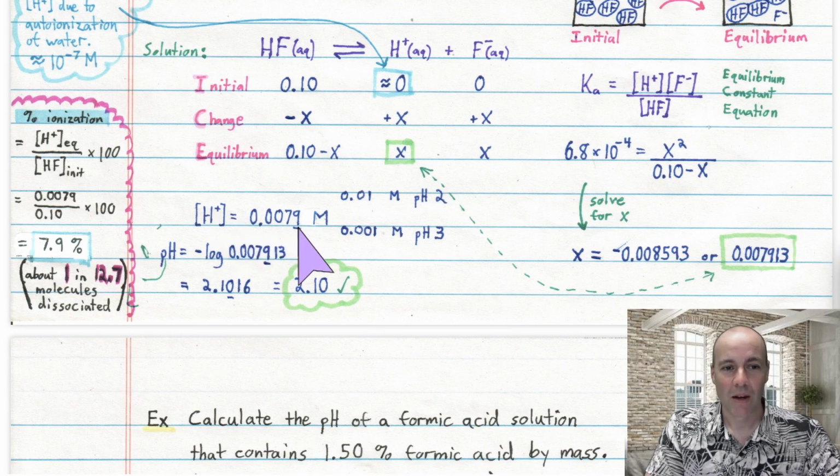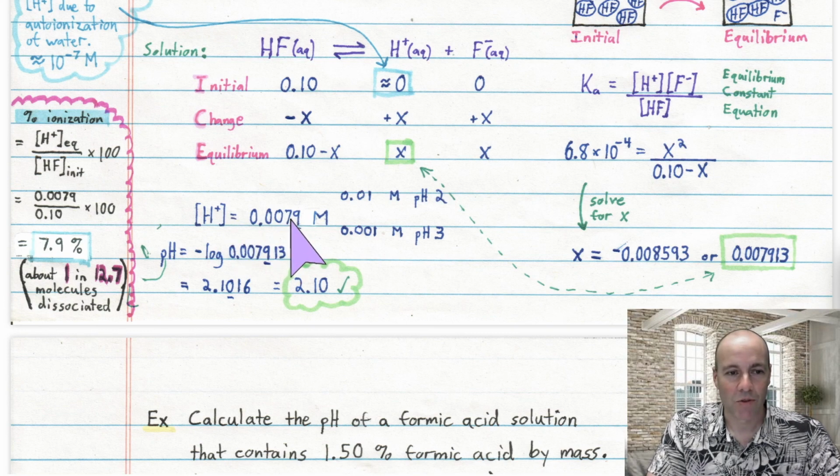Now we can estimate the pH now that we know the proton concentration, because this is greater than 0.001 molarity, which would be pH 3, but it's less than 0.01, which would be pH 2. So our system is going to be pH 2 point something. When we plug our proton concentration into the pH equation, negative log of 0.007913, we get the pH as 2.10. And so there you go. You got a pH of 2.10.